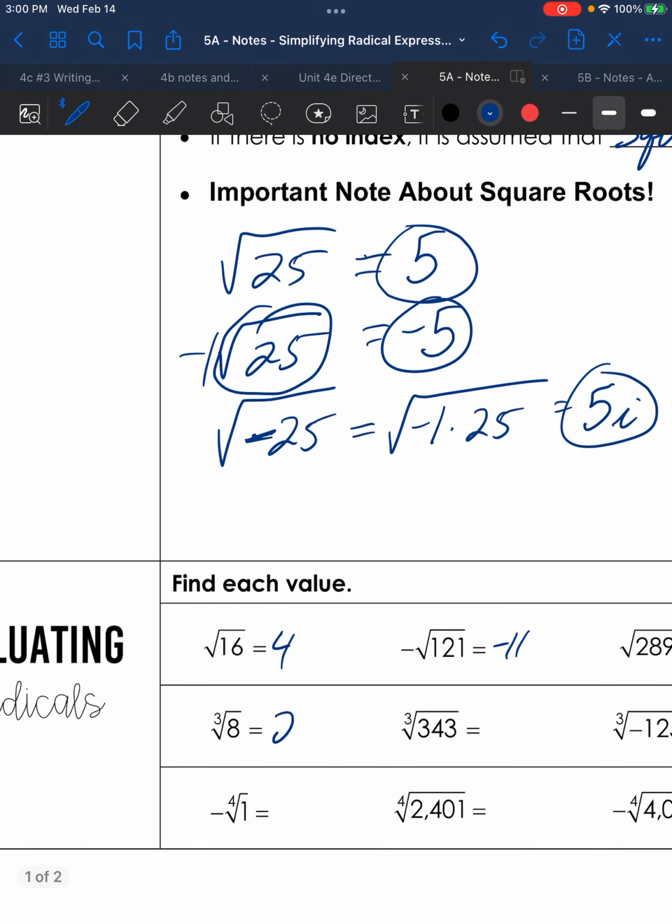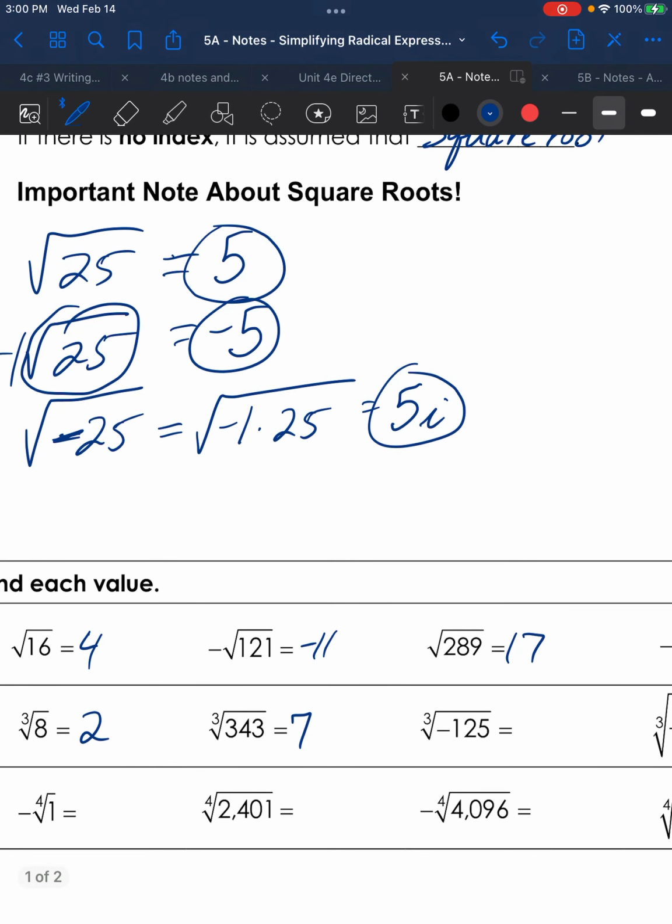Down here, cube root of 8 is 2. Cube root of 343 is 7. Now, cube root, we can cube root negatives. I know that kind of goes against what your beliefs are. You can cube root negatives.